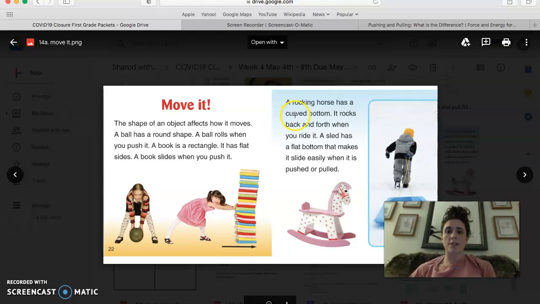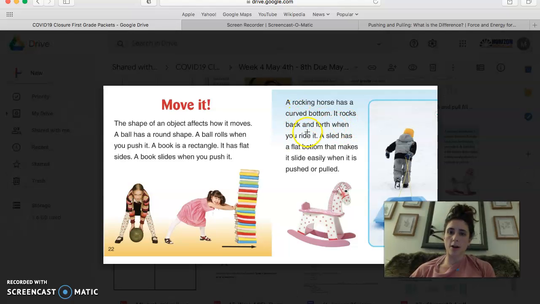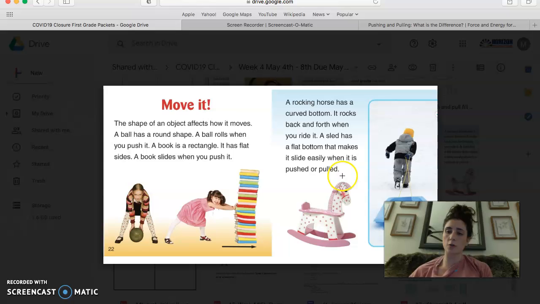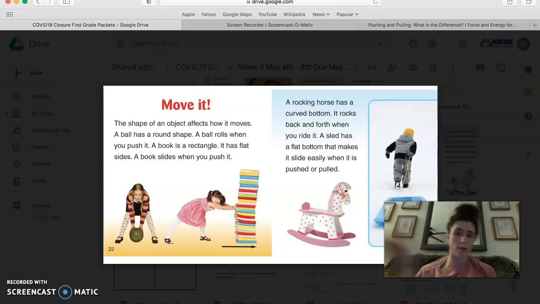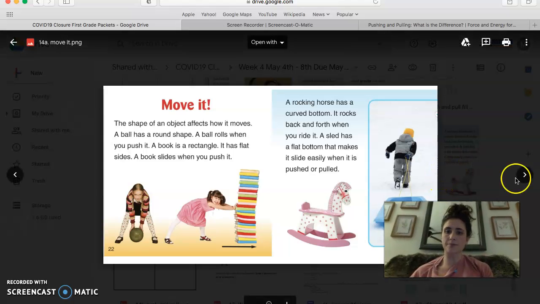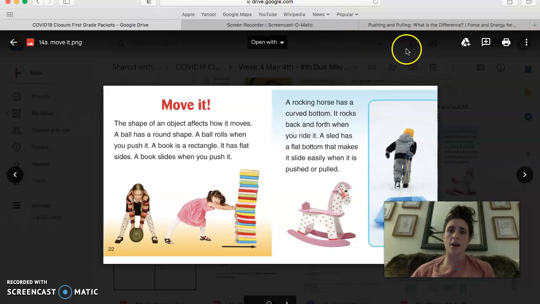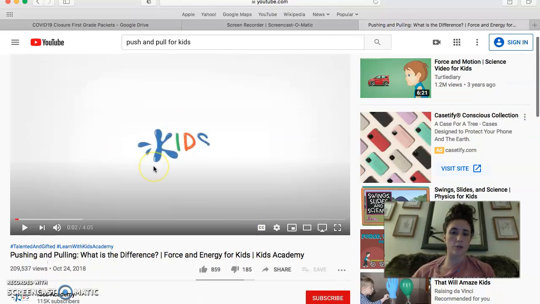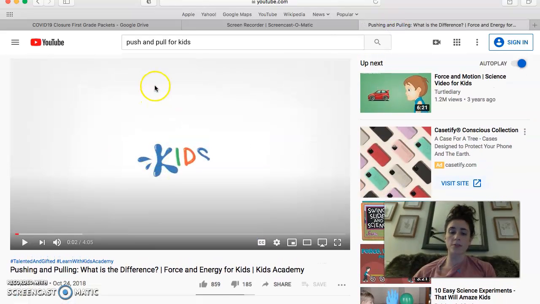A rocking horse has a curved bottom. It rocks back and forth when you ride it. A sled has a flat bottom that makes it slide easily when it is pushed or pulled. So because that sled has a flat bottom, it's super easy to push or pull either way, either direction. Okay, so let's take a look at the YouTube video of push and pulls, and then we will take a look at your worksheet for the day.